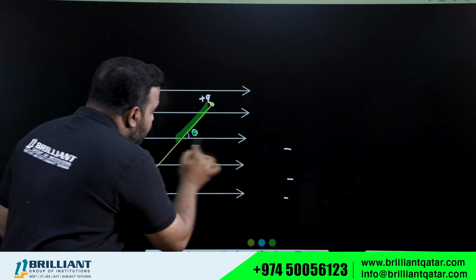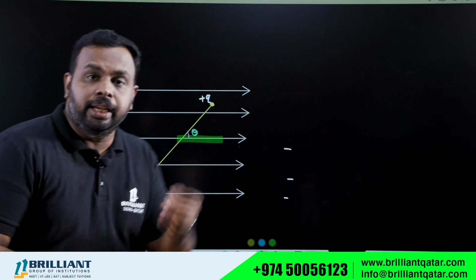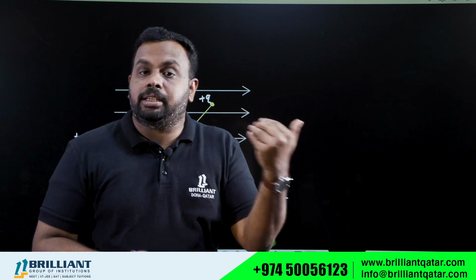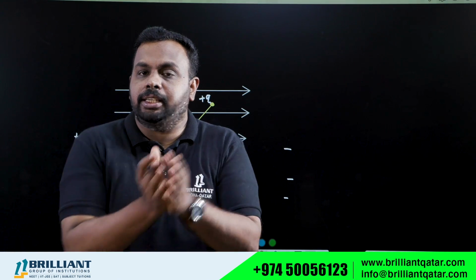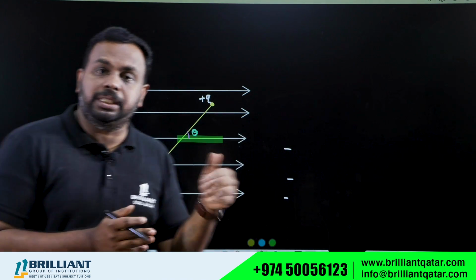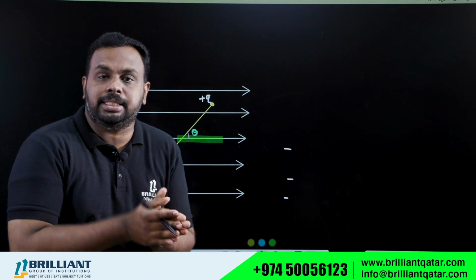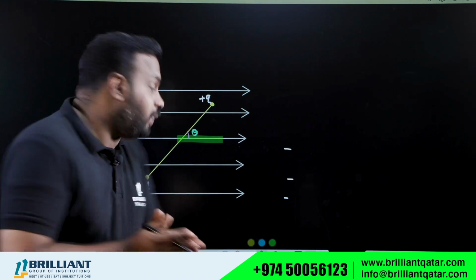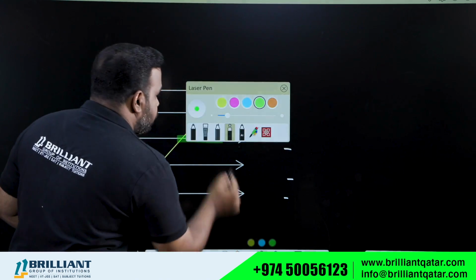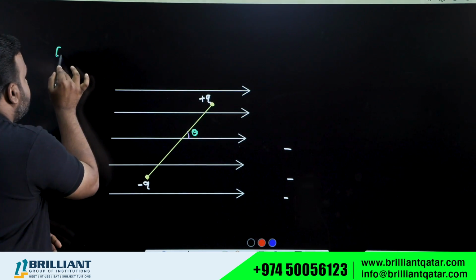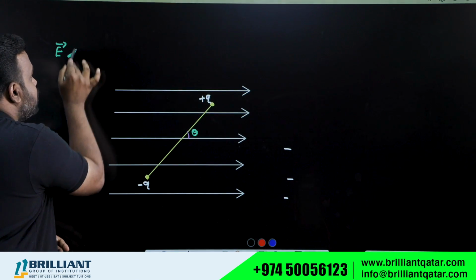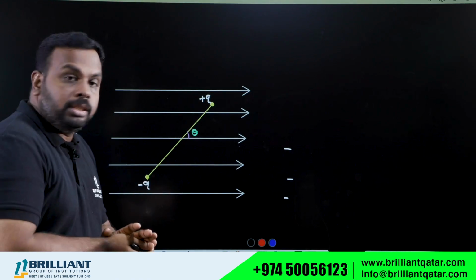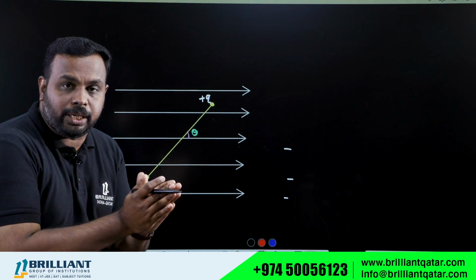So what does theta mean? We can define theta in another way. It is the angle between vector E and vector P. Vector E is the electric field direction. Vector P is the dipole moment direction. So clearly theta is the angle between the electric field vector and the dipole moment vector. So that also you have to keep in your mind. Okay, so I think the situation is very clear.